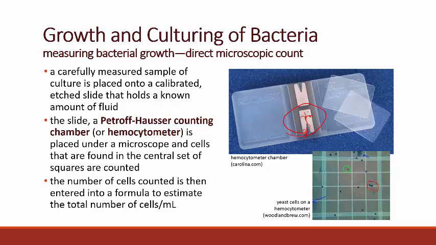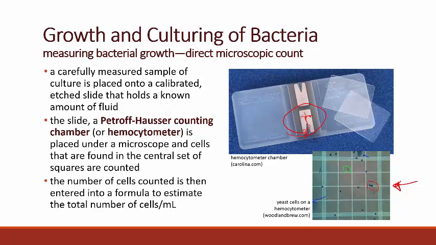And then all you have to do is count the number of bacteria that you see. Here's what you might view through the microscope, and you would count those. In this case, it's yeast cells, but I took this from a website about a group that's brewing beer, and so they're counting the yeast in the beer that they're brewing, making sure that their counts are proper. So you count the number of cells that are in a certain number of those squares, and then enter that number into a calculation, and that will tell you the total number of cells that are found per milliliter.